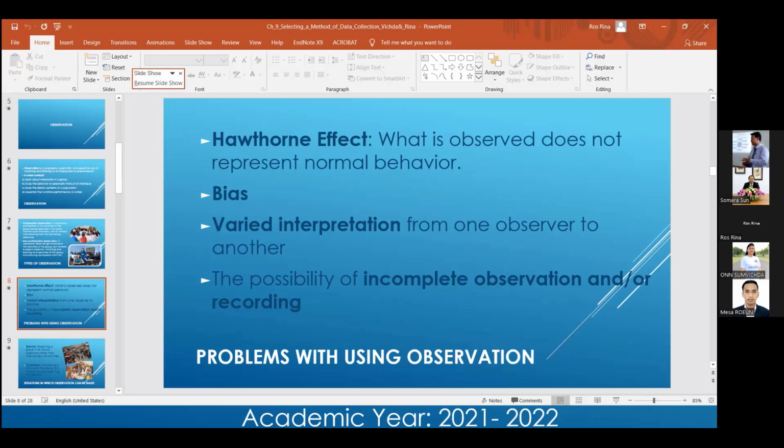Variety of interpretation from one observer to another, and the last one is the possibility of incomplete observation and/or recording. Sometimes we cannot observe completely because of some problem happening during that observation. So the four main points here mean that we will sometimes fail during our observation because we will meet these problems. So teacher, please move to the next slide.